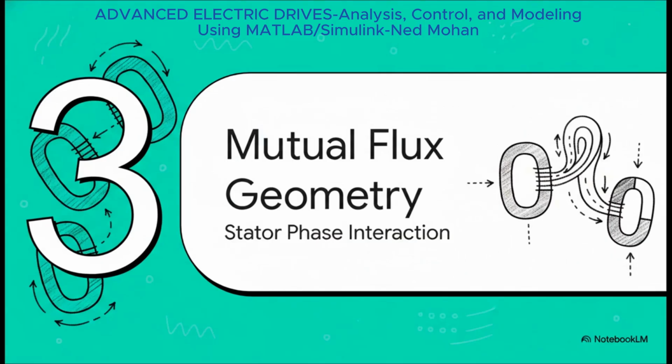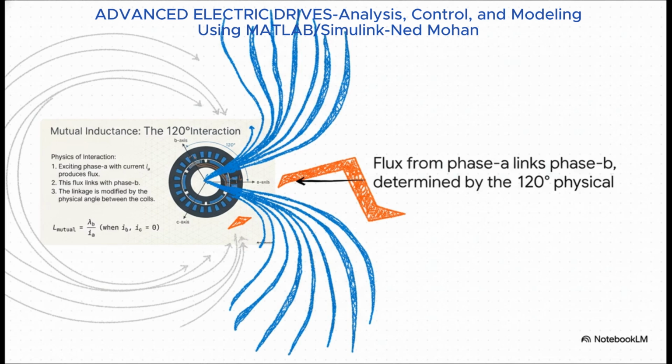So far, we've just been looking at a single phase all by itself. But that's not the whole story, is it? Now we have to account for how the phases actually interact with each other. And that brings in this crucial idea of mutual inductance. So what happens when we pump current into just one phase? Well, its magnetic field doesn't just stay put, it spreads out and links up with the other windings.